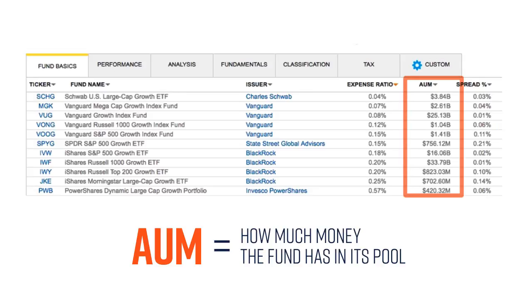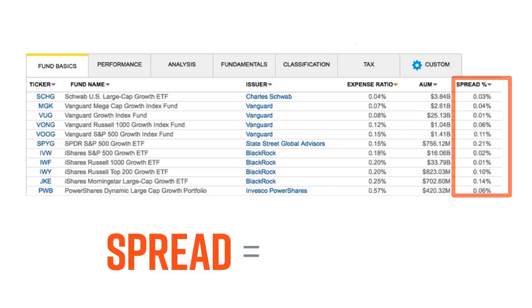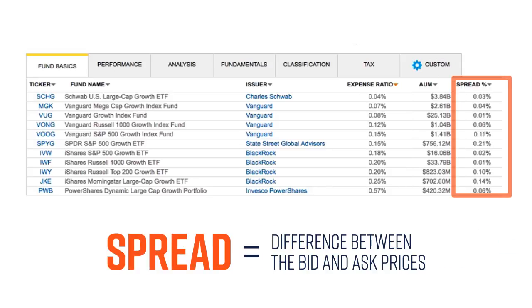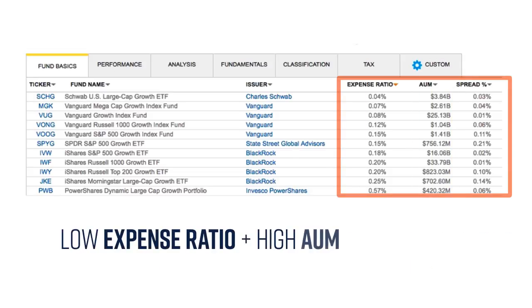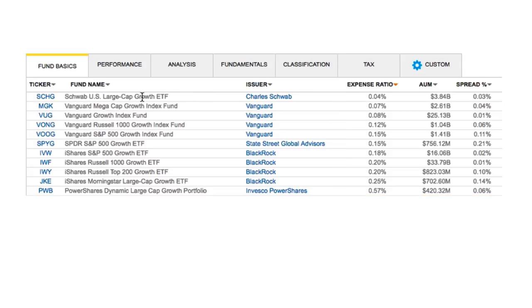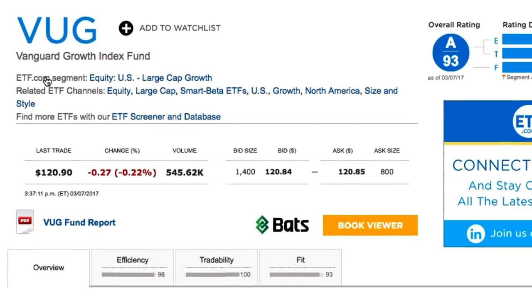AUM is how much money the fund has in its pool. The higher the AUM, the better. The spread is the difference between the bid and ask prices for the ETF. The smaller the spread, the better. Juggling between the expense ratio, the assets under management, and the spread, I can narrow it down to 2 or 3 choices. Now I can click on the fund ticker to get more information about the fund.